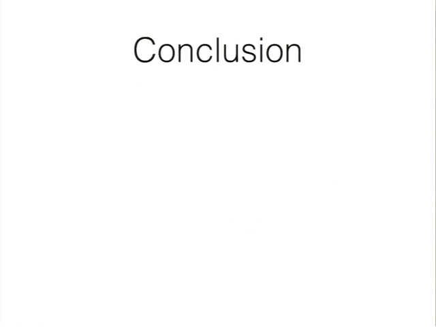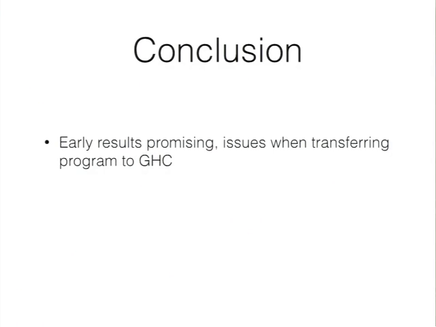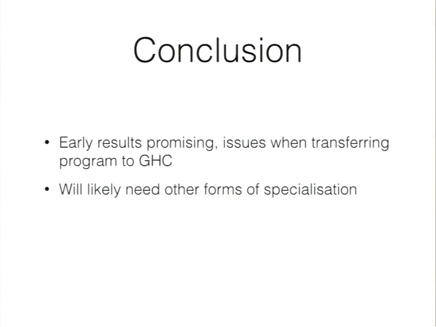So what's the conclusion? Early results are promising, but there are some issues when we transfer it to GHC. We'll likely need other forms of specialization. The same way I talked about higher order specialization, you can think of maybe monomorphization or specialization to computation depth. There's other things that might be worthwhile.